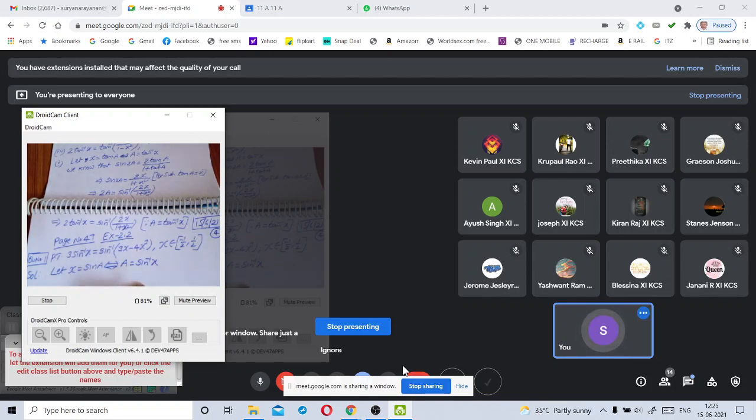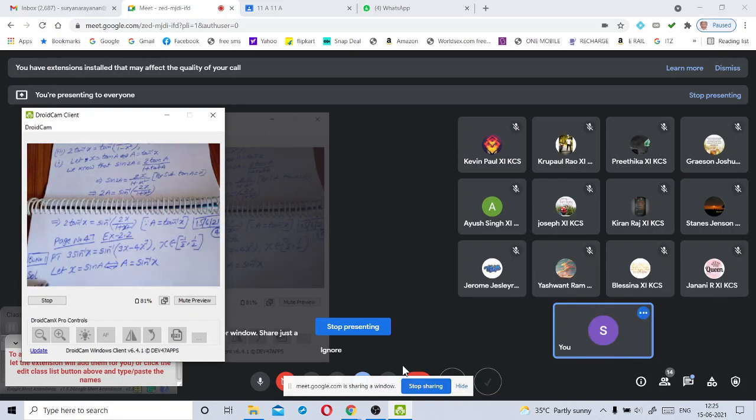Okay, my dear Kevin Paul, Krupal, Ayush Singh, Joseph, Kiran Raj, Stains Johnson. Yes, sir. Yes, sir. Understood this line? Understood this step? Yes. Yes.